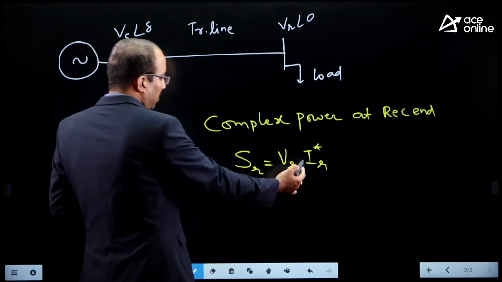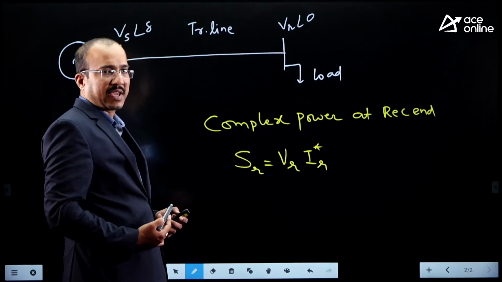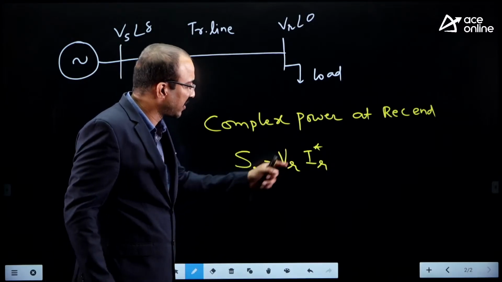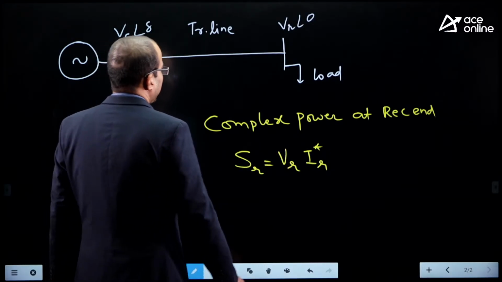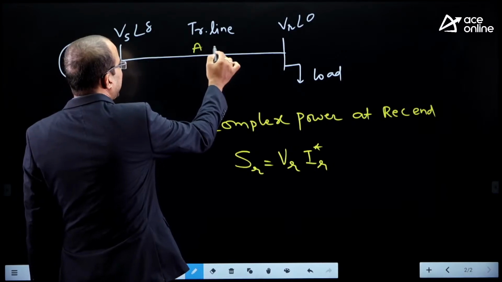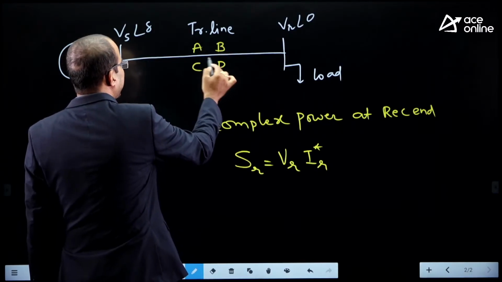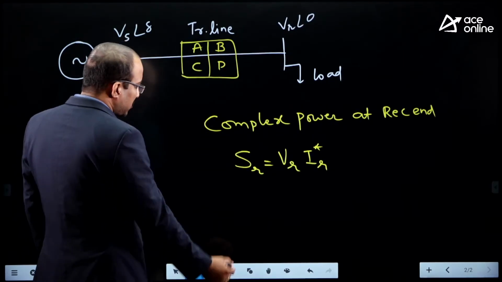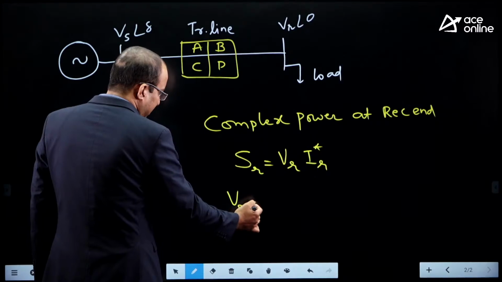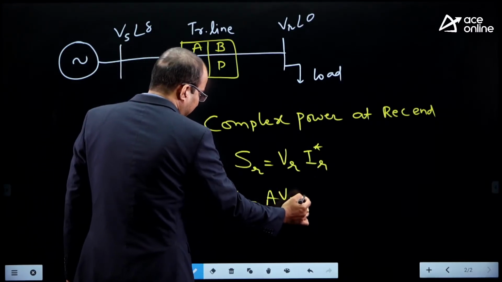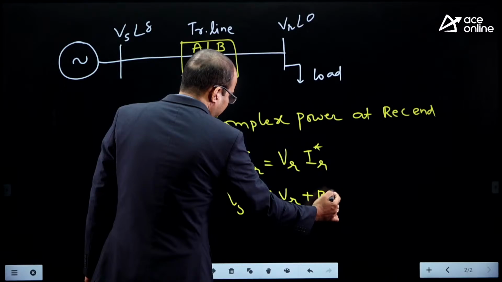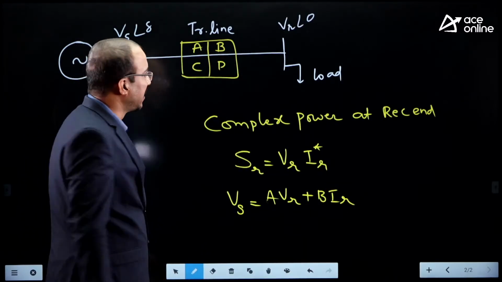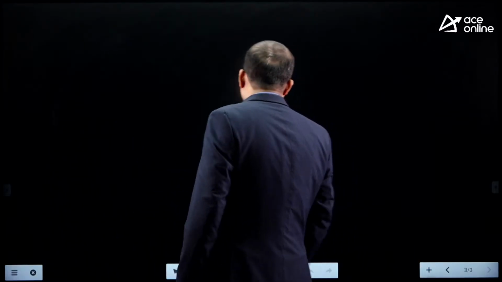As we know the two-port network equations, let us use them to establish the relation for the receiving end current. The transmission line can be represented using two-port network parameters, that is, ABCD parameters. We can write the sending end voltage Vs equal to AVR plus BIR, the two-port network equation. So in polar form, how do you represent it?